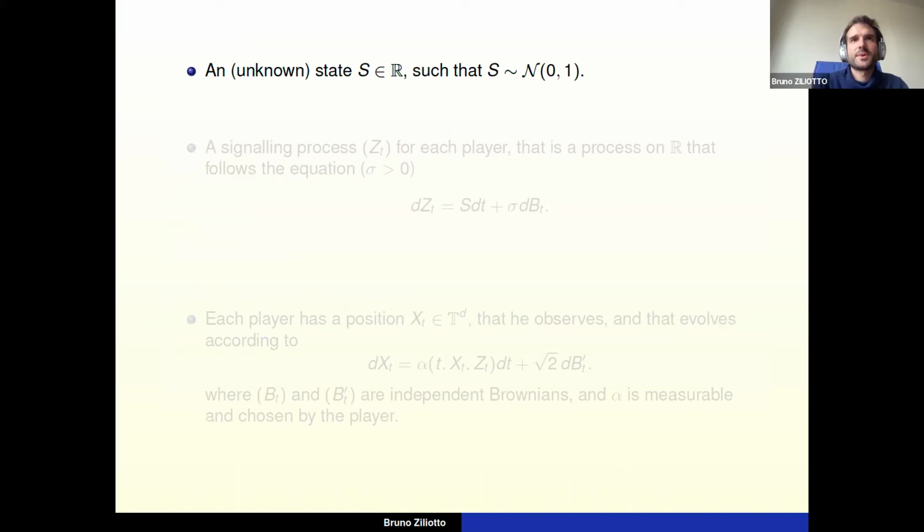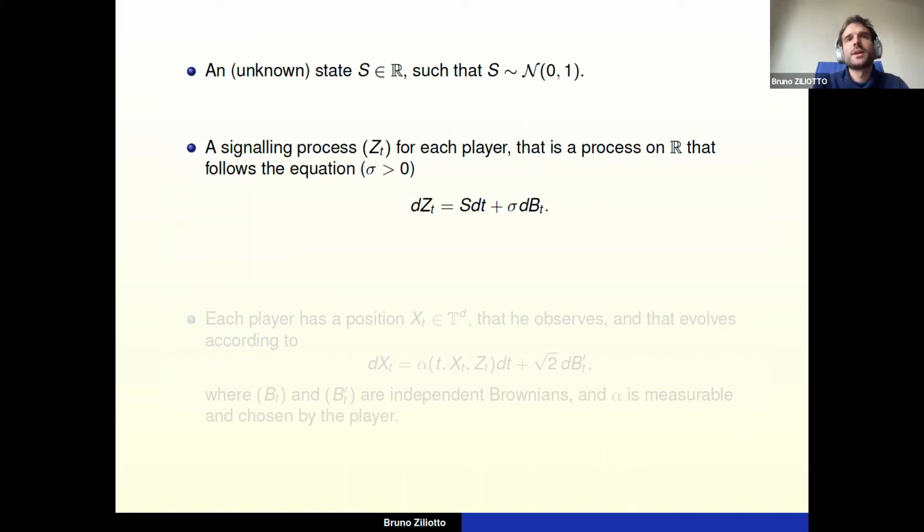So as I said, there is some unknown state S, and we will actually be very specific about the distribution of this state in order that the model be tractable. So we assume that S is distributed according to a normal distribution of mean 0 and variance 1. And the signaling process will be basically a Brownian motion with a drift, where the drift corresponds to the state. So you have an equation, dZ_t equals S dt plus sigma dB_t, where sigma is the volatility.